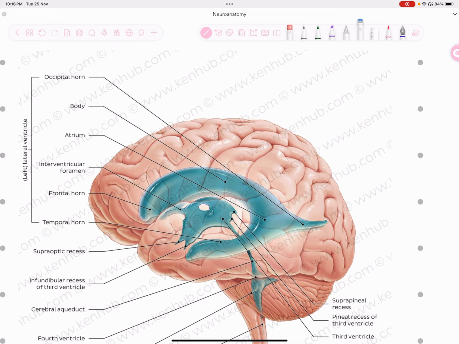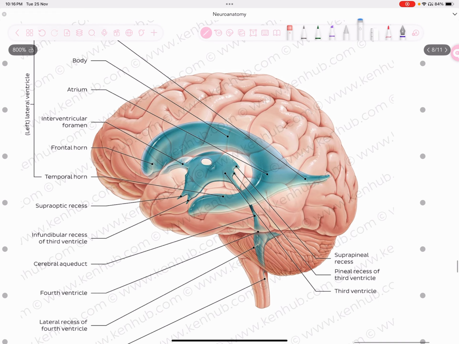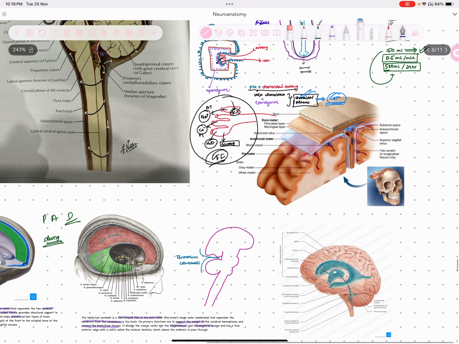What connects the lateral with the third ventricle? Those were the foramina of Monro. These are the interventricular foramina of Monro that connect the two. And then what about the third ventricle with the fourth ventricle? That was the cerebral aqueduct, also known as the aqueduct of Sylvius. So the cerebral aqueduct, this thin canal right here. Then you had the fourth ventricle, and below that you had the central canal, right? So these are the structures.